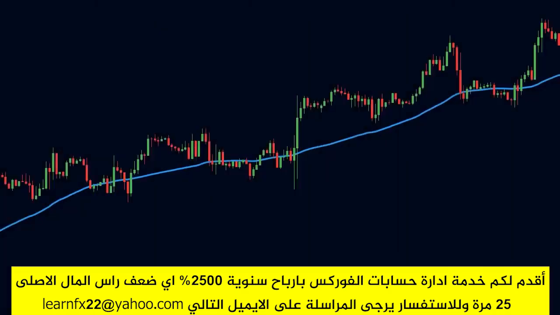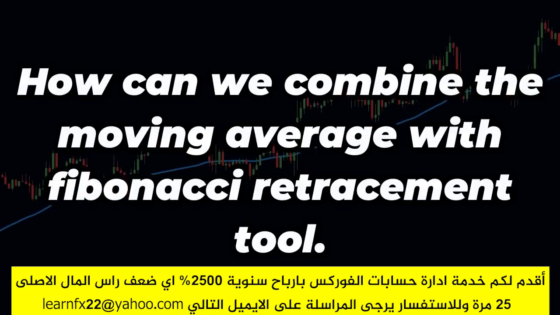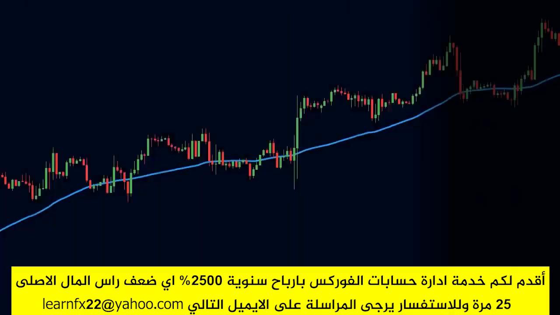As I have already stated in my other videos, moving average acts as a dynamic level of support and resistance. It also helps us in identifying the trend. Now let's see how we can combine the moving average with the Fibonacci retracement tool.